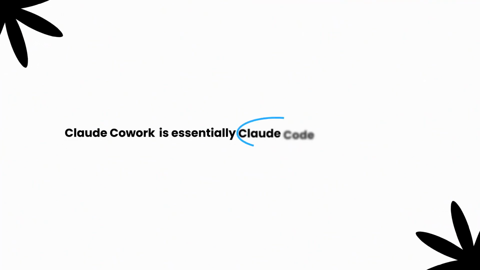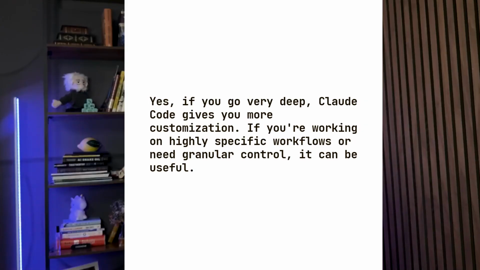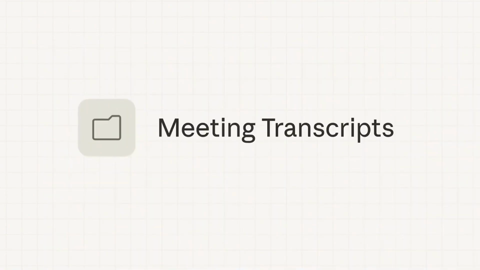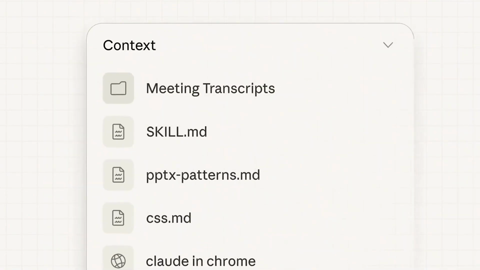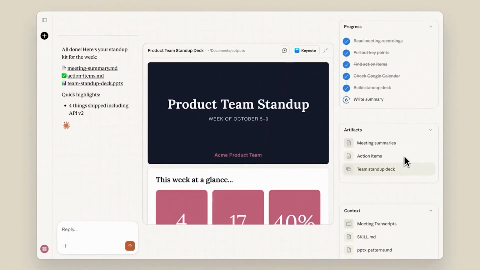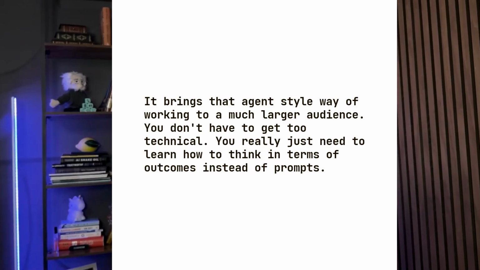The easiest way to put it is that Claude Cowork is just Claude Code, but with a better UI. Yes, if you go very deep, Claude Code gives you more customization. If you're working on highly specific workflows or need granular control, it can be useful. But for roughly 80% of real-world use cases, you're not missing anything by using Claude Cowork. And that's why this is important. It brings that agent-style way of working to a much larger audience.